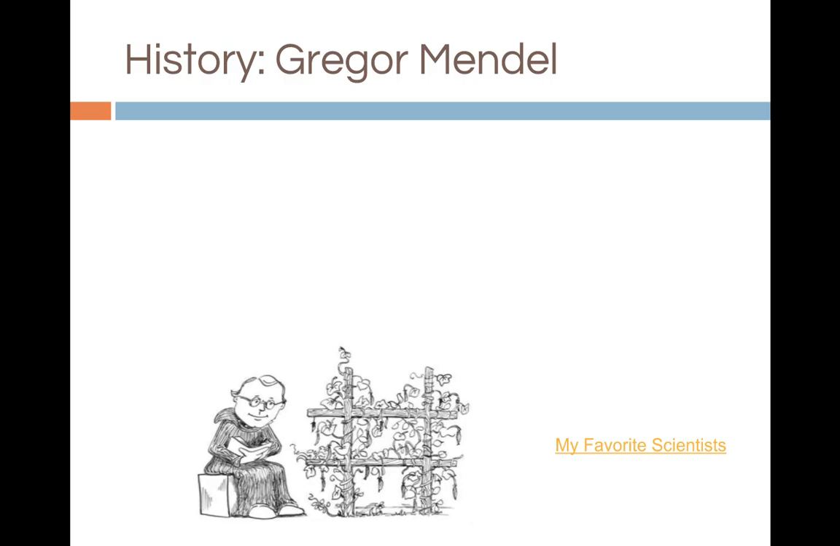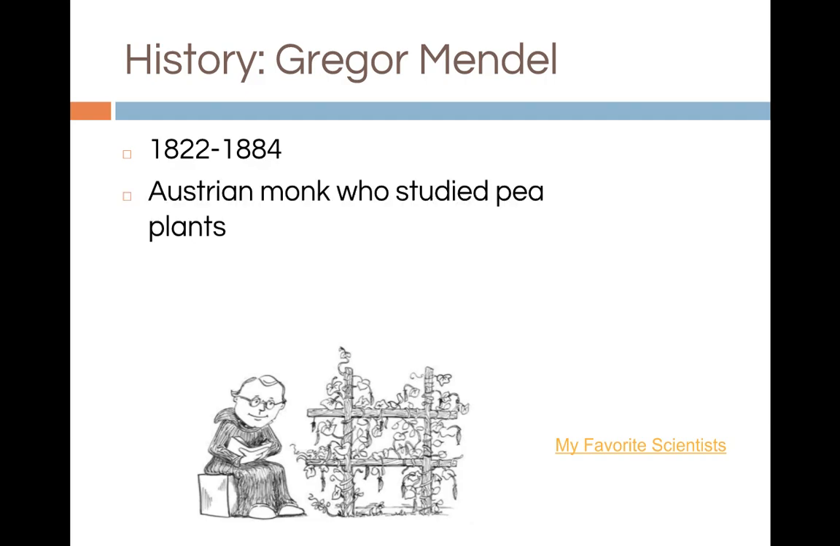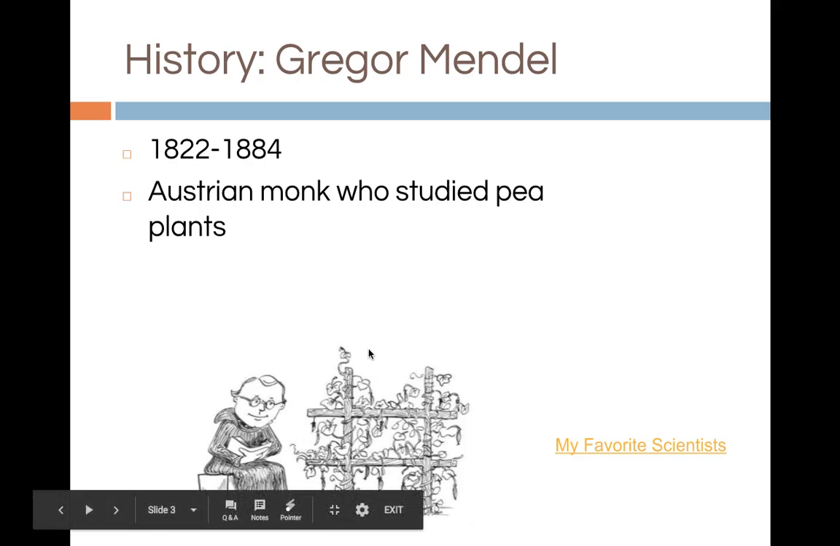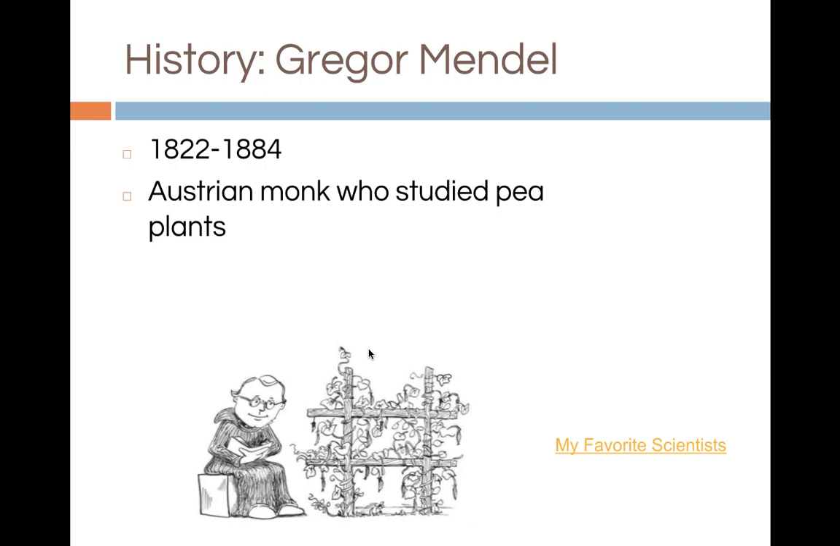All right, so the history of genetics. In the 1800s, 1822 to 1884, there was a guy named Gregor Mendel, who was an Austrian monk, and his little picture is right here below, obviously not totally accurate. Among other things, he ended up studying pea plants. He was also in charge of gardening, and peas were something that the monks ate.